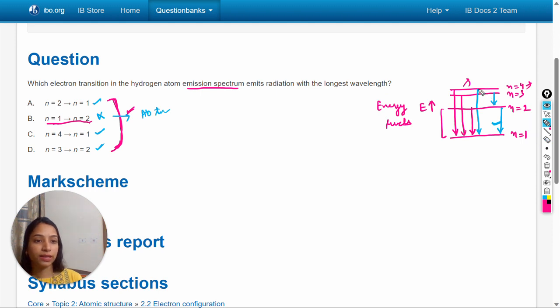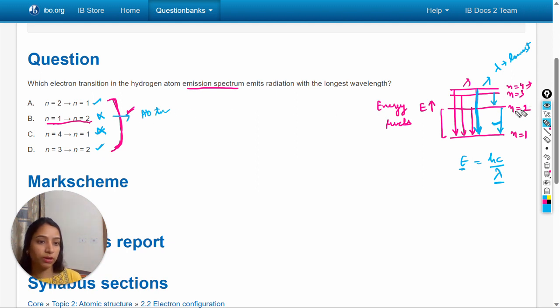See, we can see that this emission is of highest energy, and according to this relation E is equal to hc upon lambda, energy is inversely proportional to lambda. So if the energy is highest, in this case lambda will be lowest. So this can't be the answer. This can't be the answer.